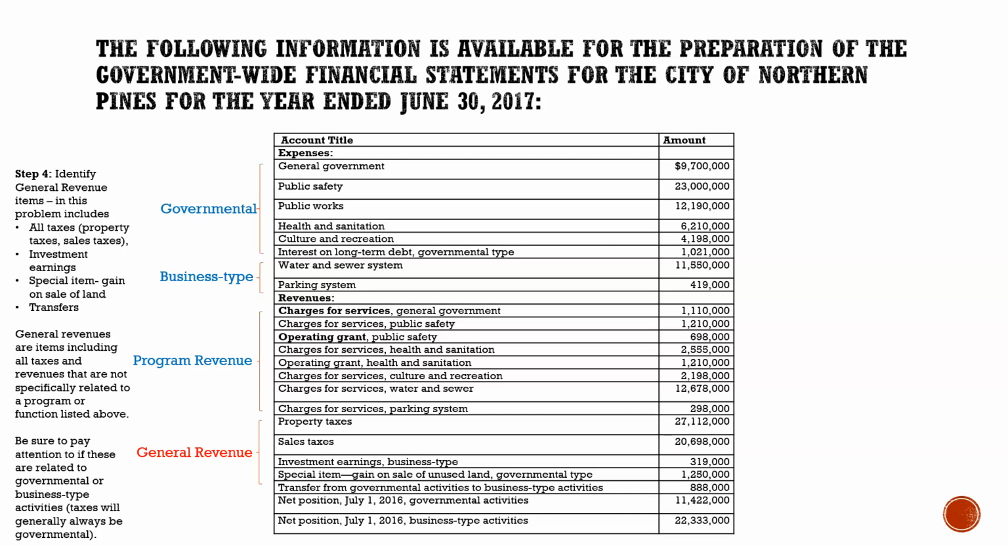And then we had a transfer, a little bit of a weird one here. We got a transfer from the governmental activities to the business type activities, right? So they took some money from the governmental activities and moved it to the business type activities. We will look at how to deal with that as we move on through to step 5.